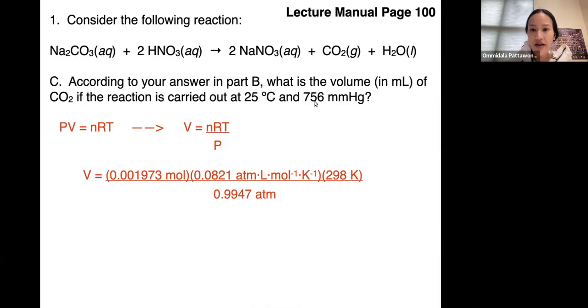So convert that 756 millimeters of mercury into atm. You are going to get volume in liters, because this is the R in liters. If the answer is wanted in milliliters, then you are going to convert to milliliters.